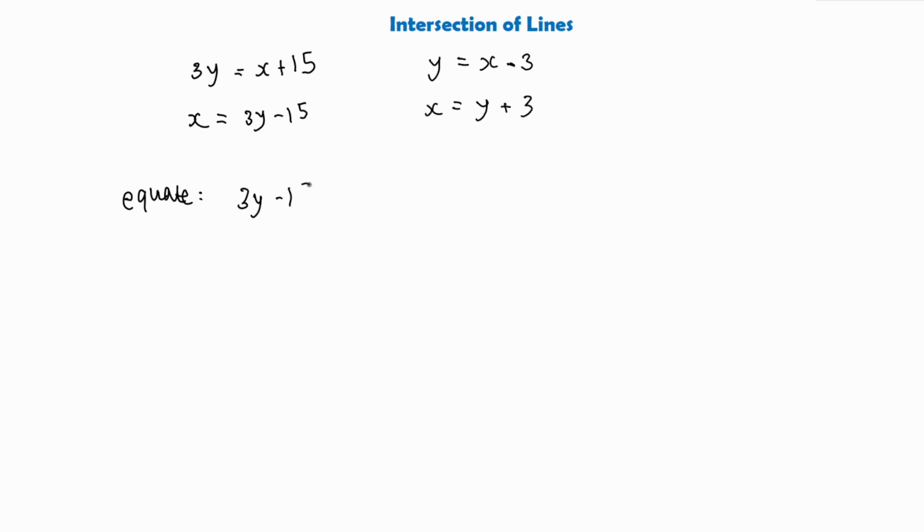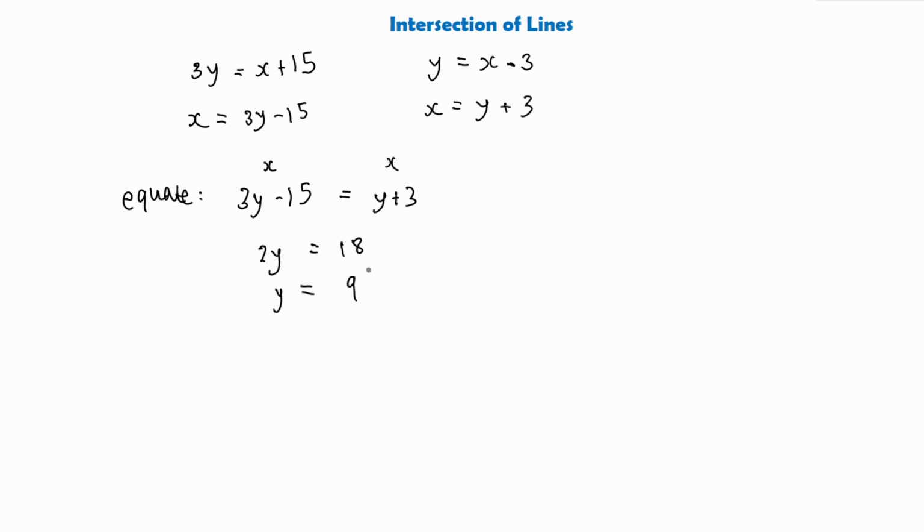So we say that 3y subtract 15, which is our x in our first equation, is equal to y plus 3, which is also x in the second equation. So now we can use this and do a bit of algebra to solve for y. Let's subtract y from both sides and add 15 to both sides all in one step. So we're going to get 2y is equal to 18. And then we just solve again to get y is equal to 9.